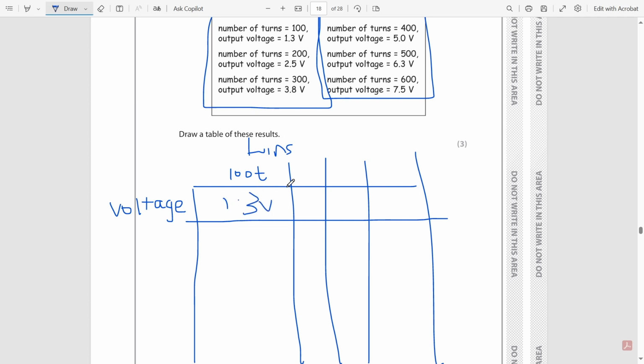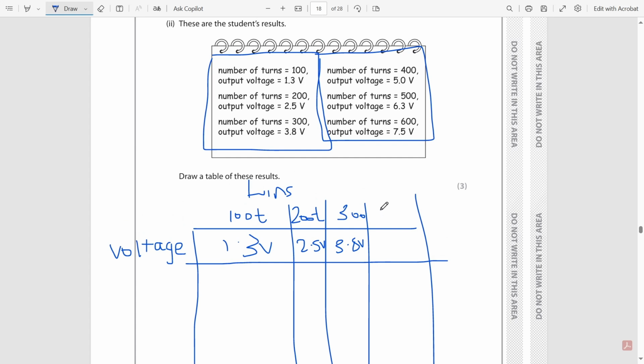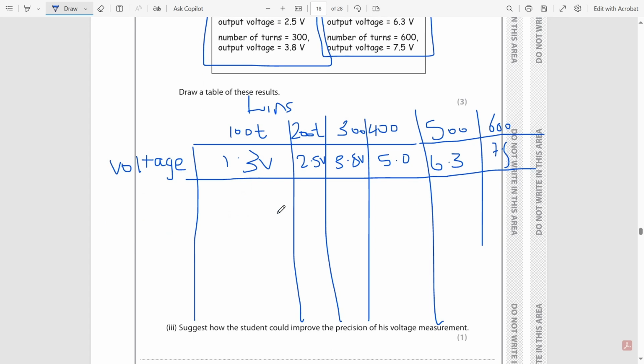1.3 volts at 100 turns; 200 turns is going to equal 2.5 volts. 300 turns, that's going to equal 3.8 volts. I don't think I have enough space for this. 400 turns, 5.0. 600 turns, 7.5. There we go. That's not pretty, but okay. Yeah, that's what it should look like.